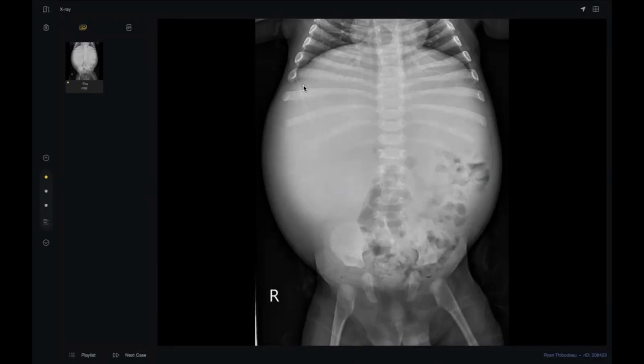However, other differentials would include masses from other viscera. However, I would like to take the history of the patient and also compare with the previous imaging. I also suggest ultrasound correlation of this patient for further characterization and further evaluation of this mass lesion.